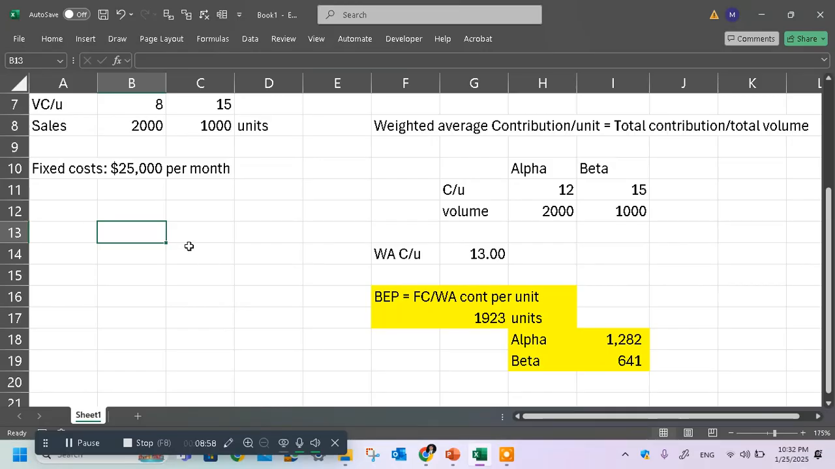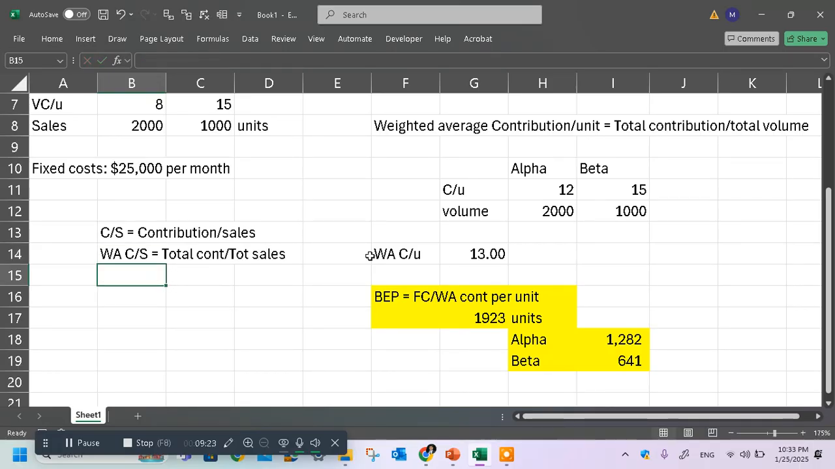So we can do all the workings we did for the single product. We found contribution per unit. Similarly, we found CS ratio. Remember single product CS ratio? What was the formula? Contribution divided by sales. Same thing here. I'm going to say weighted average contribution to sales ratio, which will be total contribution divided by total sales. Simple as that.